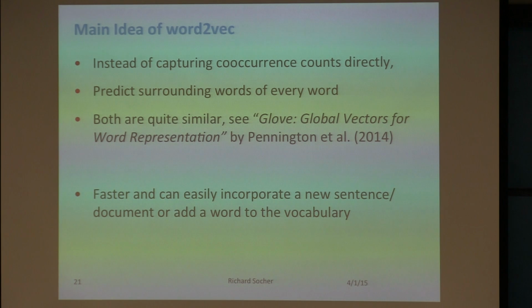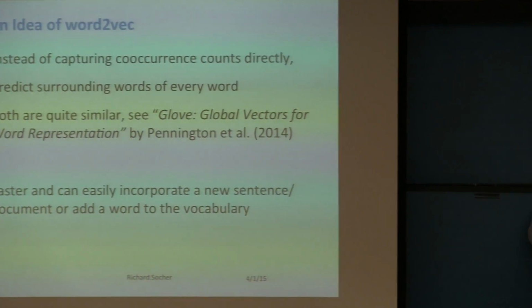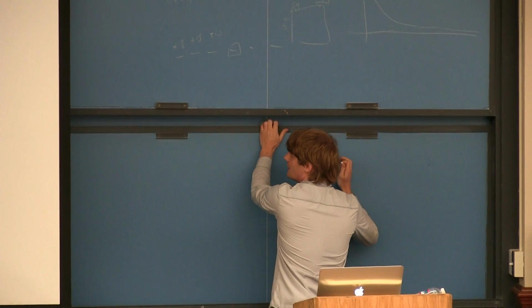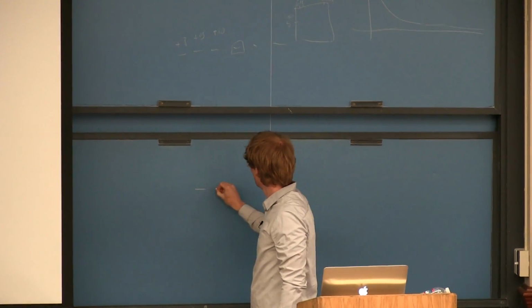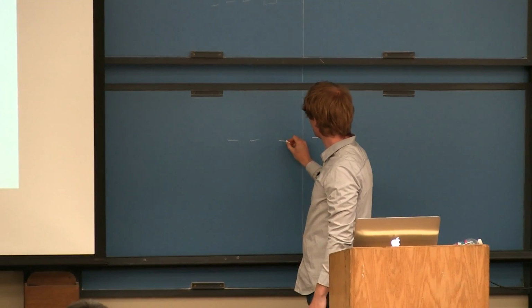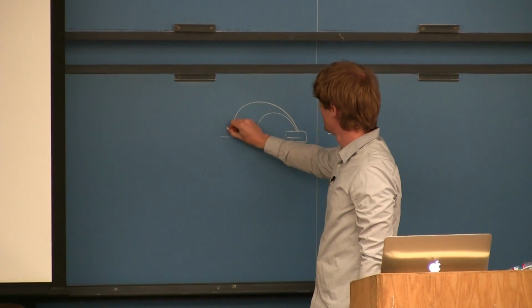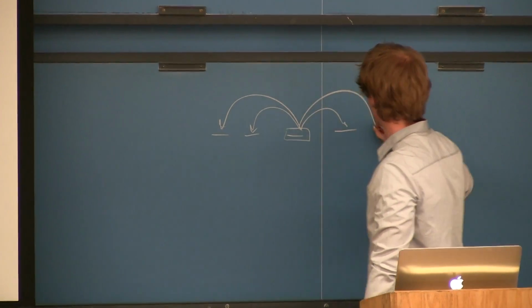The main idea of Word2Vec is, instead of capturing co-occurrence counts that you collect globally for your entire corpus, you will just try to predict the surrounding words of every word. Instead of keeping all the counts first, for specific context words, it will try to say, given that I know this word is in my context, could I now predict the two words to the left and the two words to the right?